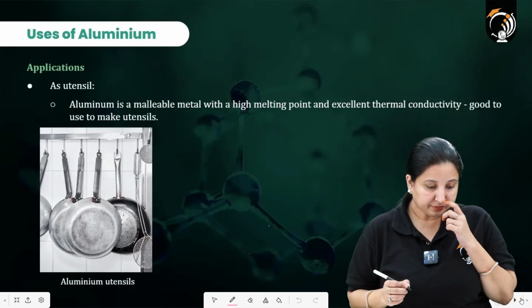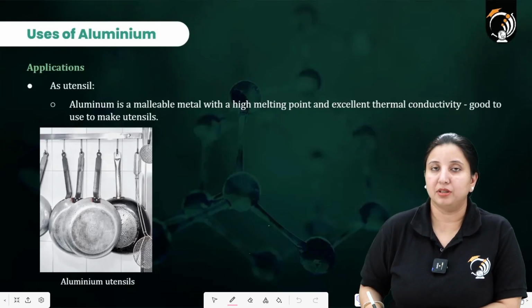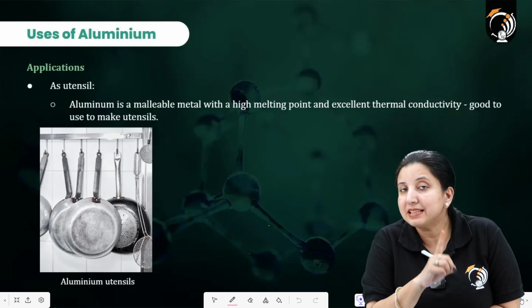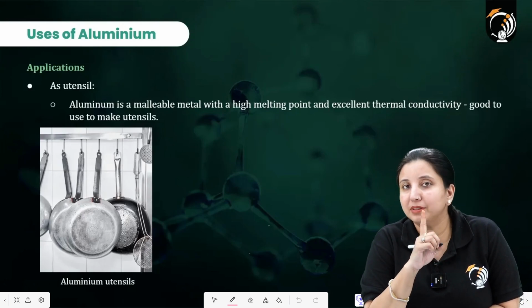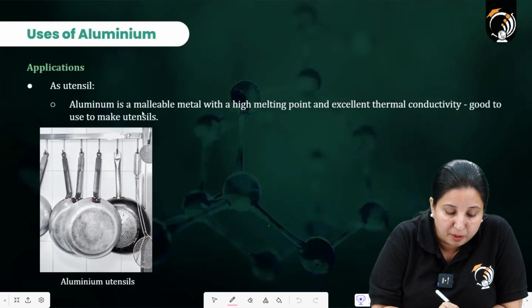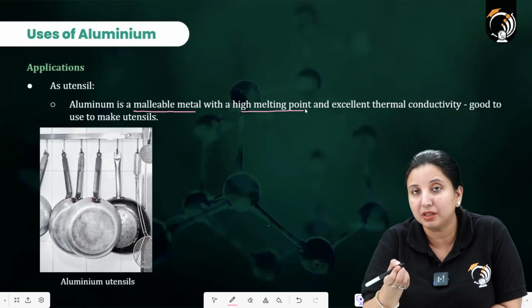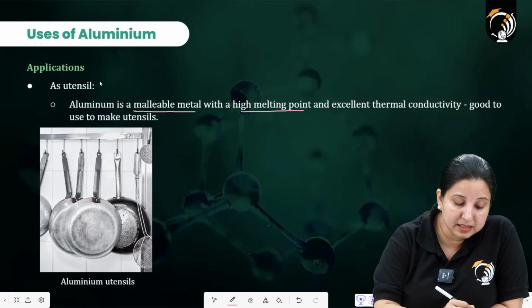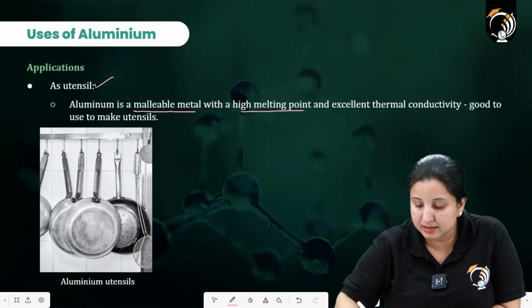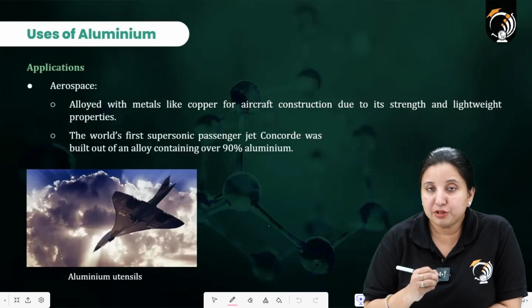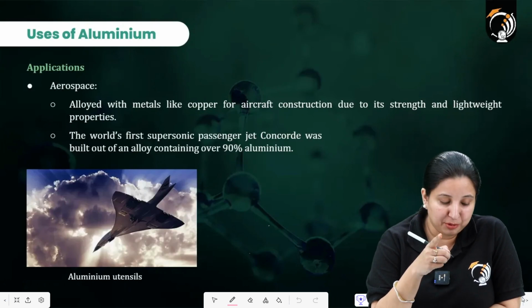So if I look at applications, now aluminium is what? It is a metal, so it has the property of malleability. Because of the property of malleability and a high melting point, it is a very good thermal conductor, and that is the reason we use it as utensils.